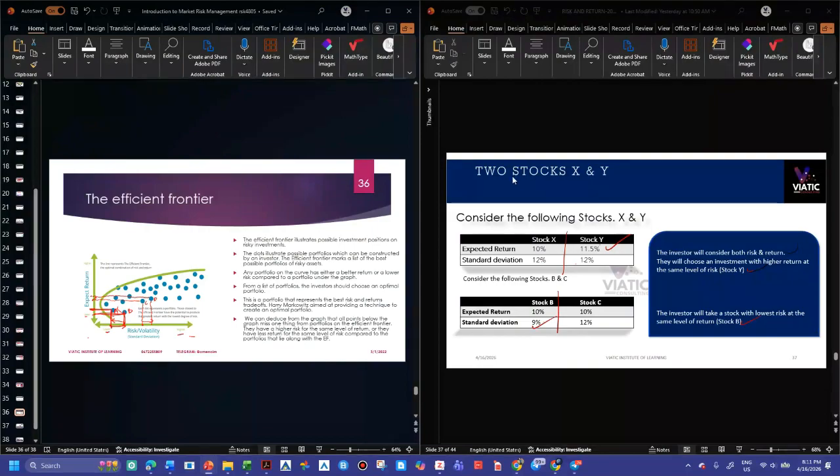We've got two stocks. Consider the following stocks, X and Y. X has got an expected return of 10, and Y has got an expected return of 11.5, with a standard deviation of 12 for both. In this case, guys, which one are you going to pick between stock X and Y? Maybe stock Y? Stock Y. Okay, thank you. Why?